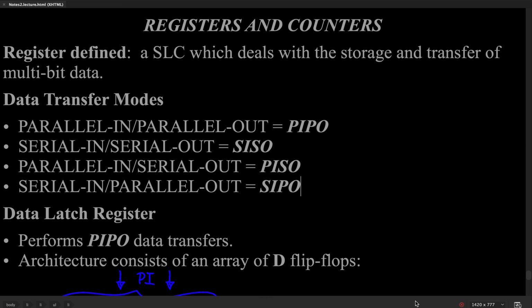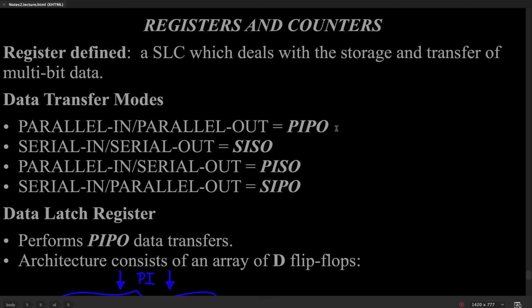Well, welcome back. We are in the subject of registers and counters. We started this last time. We defined a register to be a sequential logic circuit which deals with the storage and transfer of multi-bit data. We found out that we could transfer data into these registers four different ways. And the types of registers that we looked at included the following.